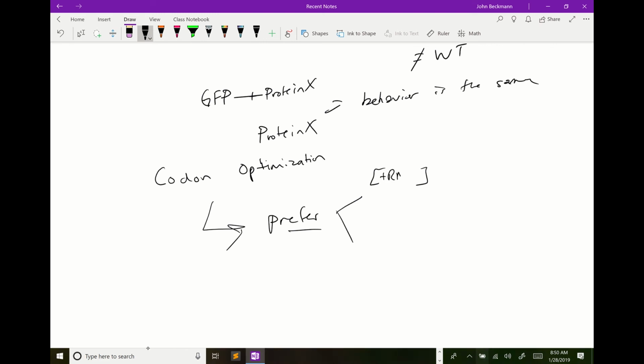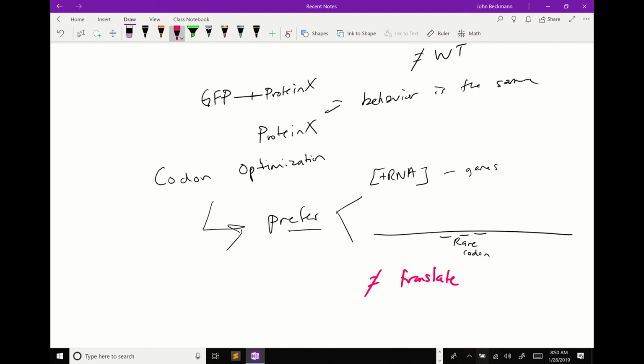tRNAs are coded by genes, and each of these tRNA genes has a relative transcriptional level. Some organisms have lower transcription of tRNAs that they don't use very often. So if you code a protein with a bunch of rare codons that don't match, sometimes your protein will not get translated because the cell cytoplasm will literally not have the tRNAs to do that.